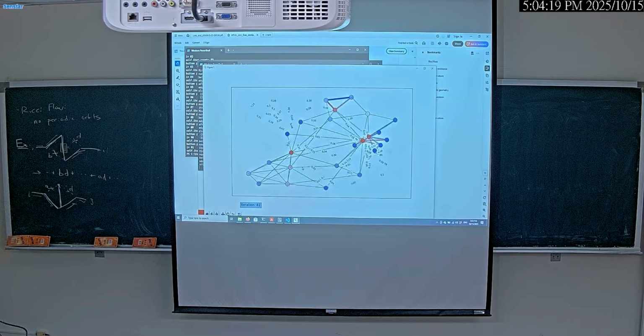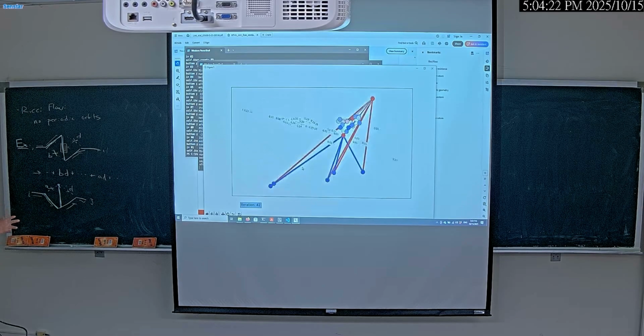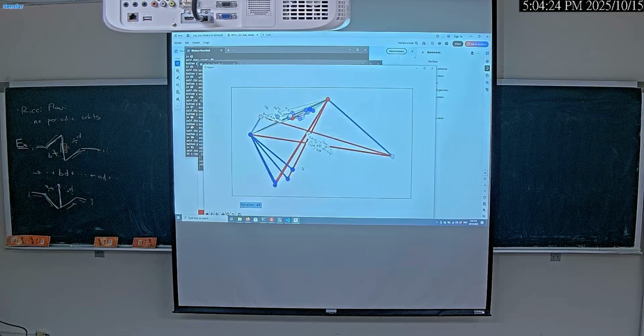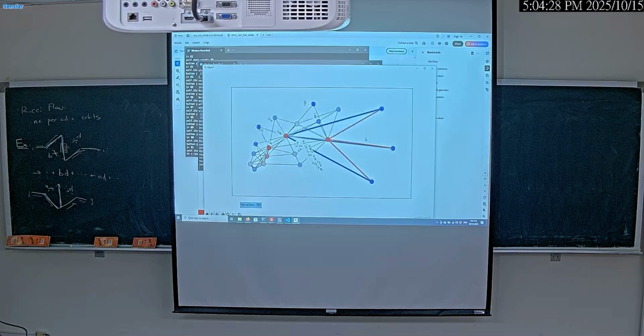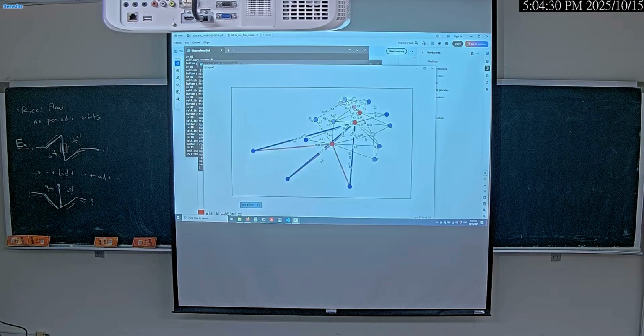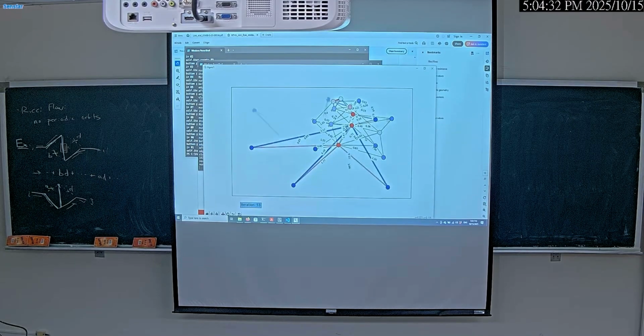In this case, running Ricci flow, it's a bit harder to summarize what's happening, but you do see more extremes: very positive curvature edges and very negative curvature edges.